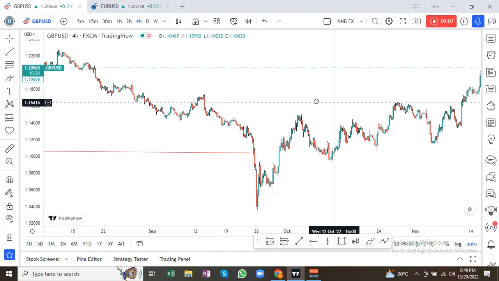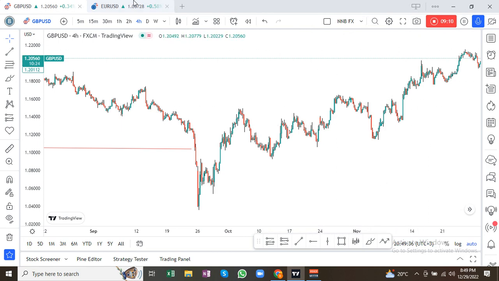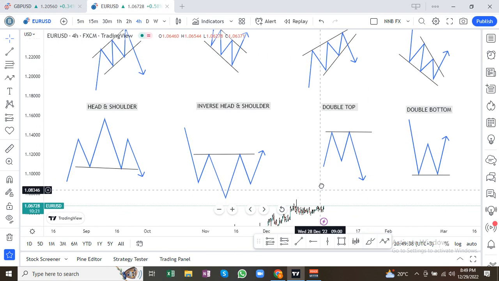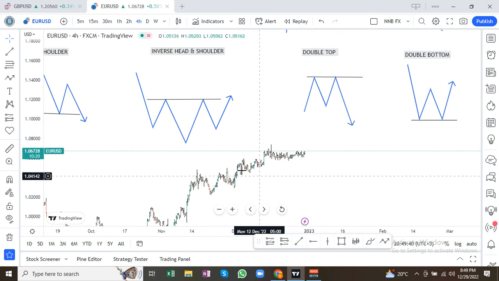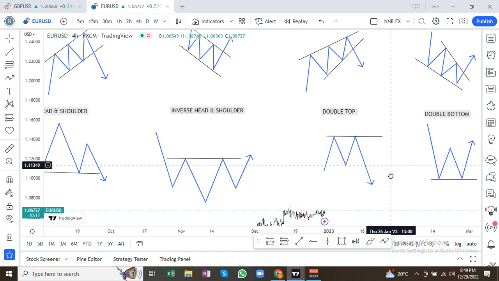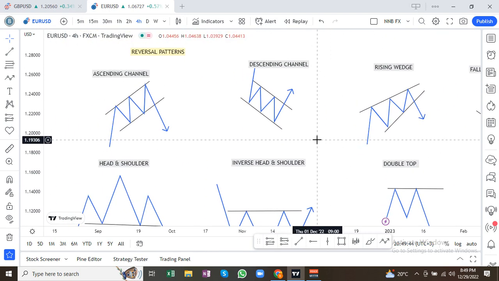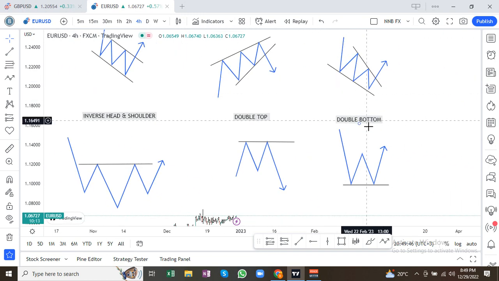Tomorrow we will look at these structures on the real charts, because these are just drawings, these are examples. Tomorrow we will look at them on the real charts.